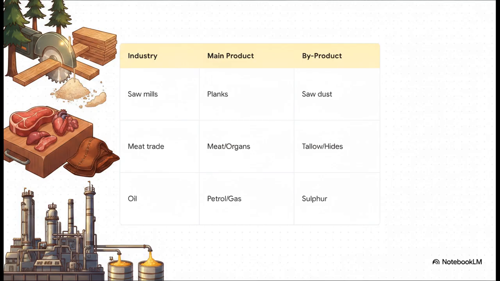I mean, it has some small value. Maybe you sell it for firewood or to prevent ice from melting on roads, but you absolutely wouldn't run a whole foresting business just to make sawdust. We see the exact same dynamic in the meat trade where dressed meat is the main product and hides for leather are the byproduct. Or think about the oil industry. We're drilling for petrol and lubricants, but we also happen to extract sulfur, which can be sold off for fertilizer.